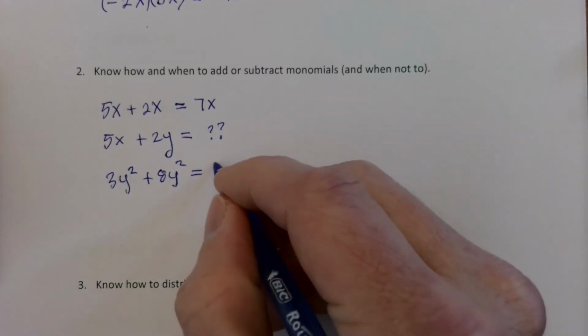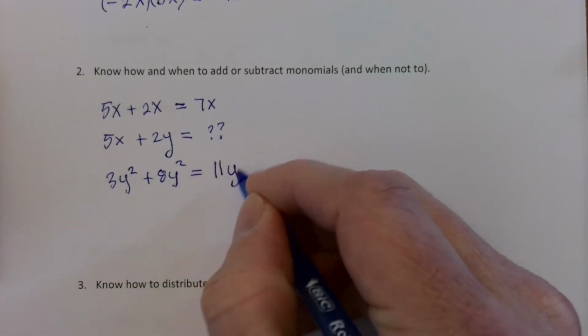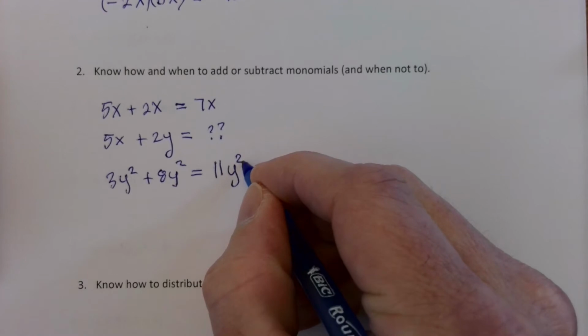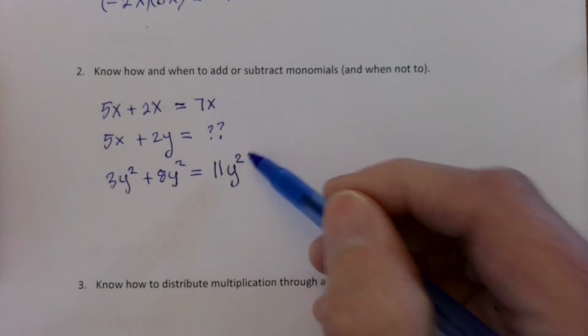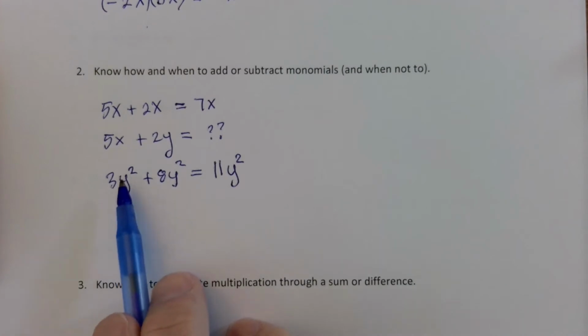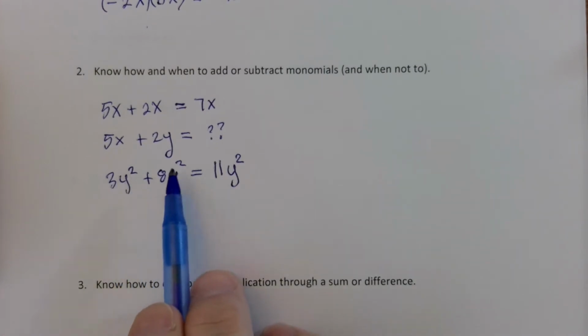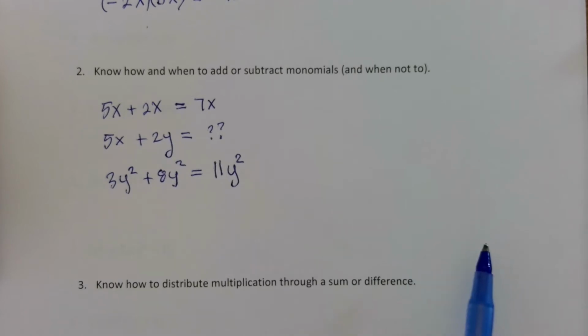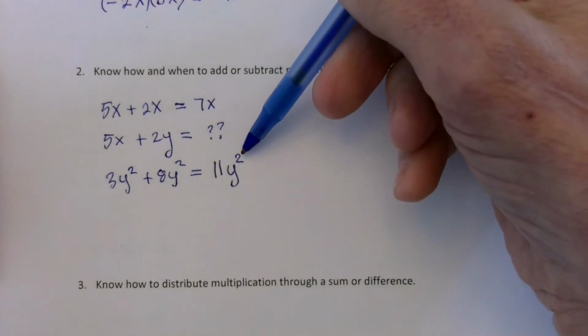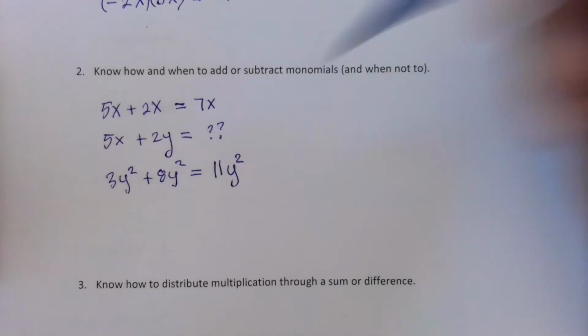3 plus 8 is 11. And the answer is 11y squared. It's not to the 4th power. I could not get a 4th power unless I had y times y times y times y. But I don't have multiplication there. So again, the rule is you have to have the same variable, and you have to have the same exponent, and then you have to retain that exponent for the answer.